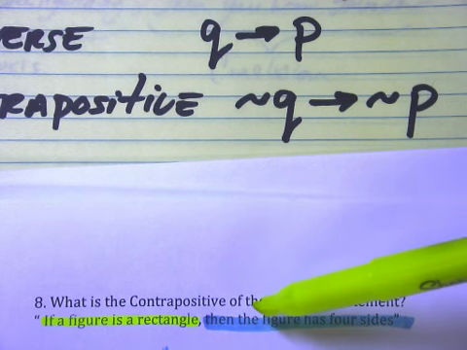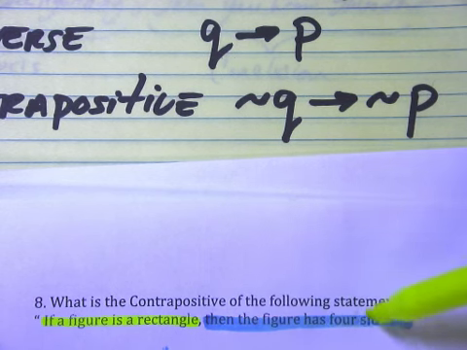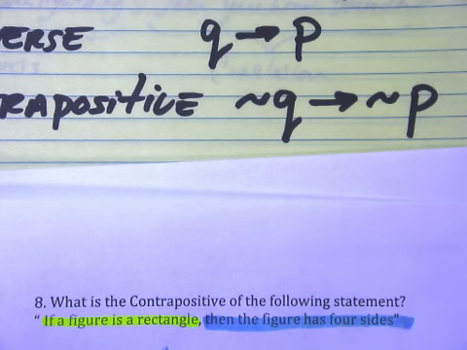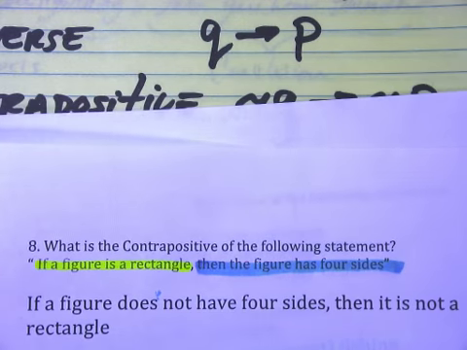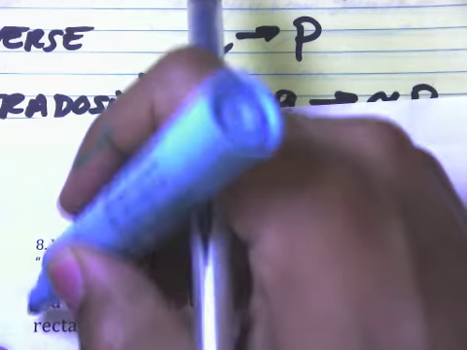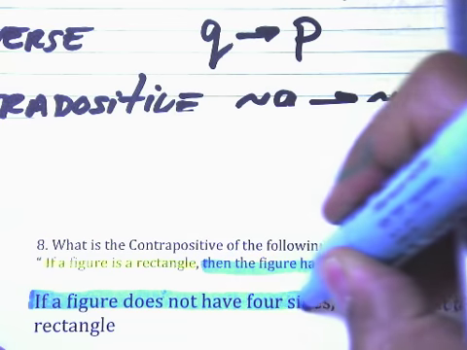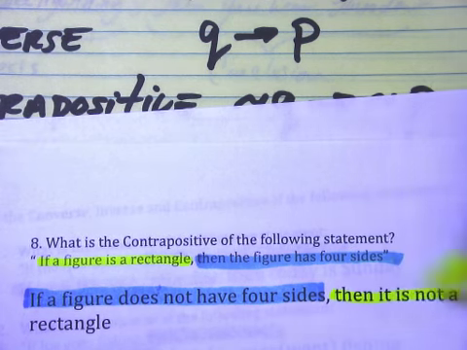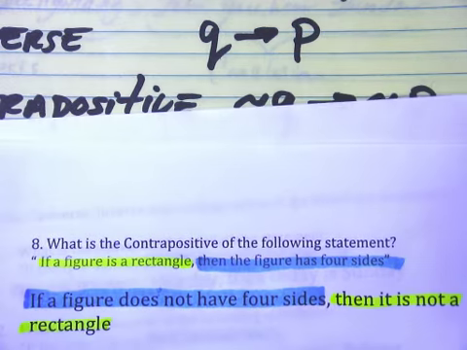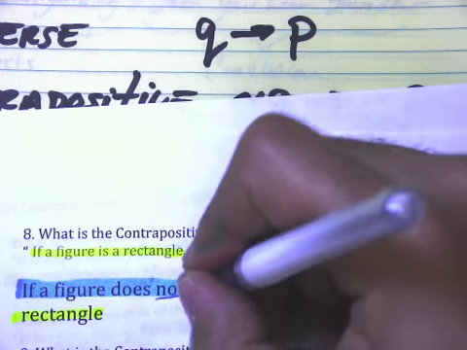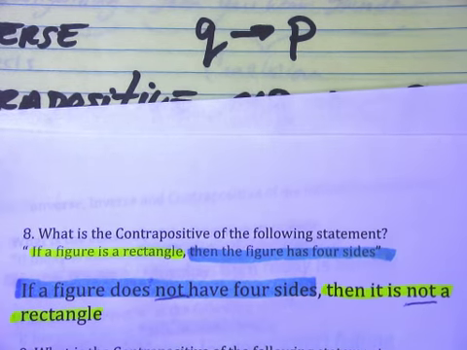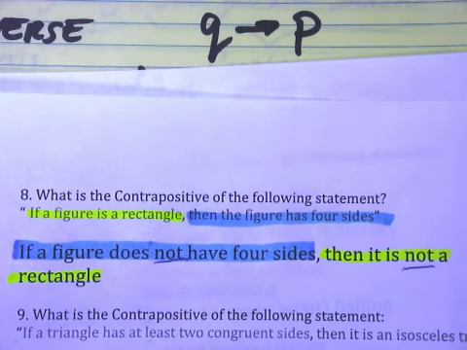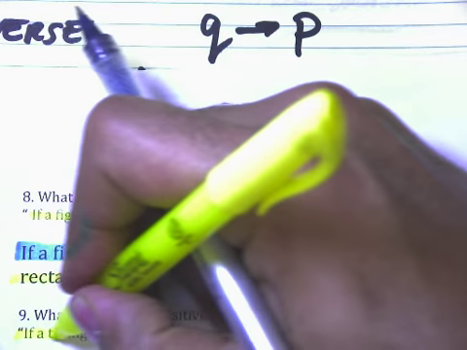Well, let's negate them first. Let me ask you a question. What's the opposite of if a figure is a rectangle? Well, then it would be a figure is not a rectangle. And what is the opposite of the figure has four sides? Then it would be the figure does not have four sides. So when we look here, my contrapositive is going to be if a figure does not have four sides, then it is what? Not a rectangle, just like we said. It is the inverse, but then they are also switched. And notice the keywords are what? Not and not.